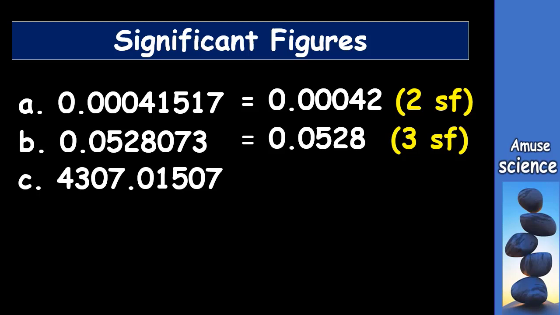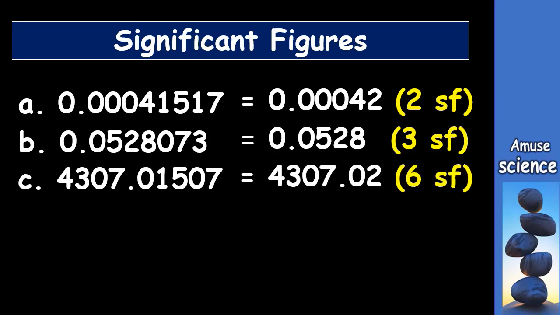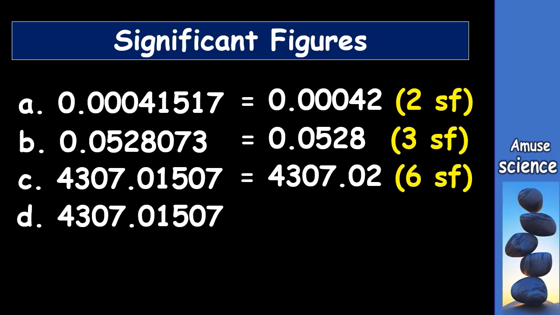The third one is 4307.01507, and we have to write this in 6 significant figures. So let's identify the first 6 significant figures. That is 4, 3, 0, 7, 0, and 1. But since the digit that immediately comes after the 1 is 5, we will add 1 to the 1 to become 2. So our answer is going to be 4307.02.